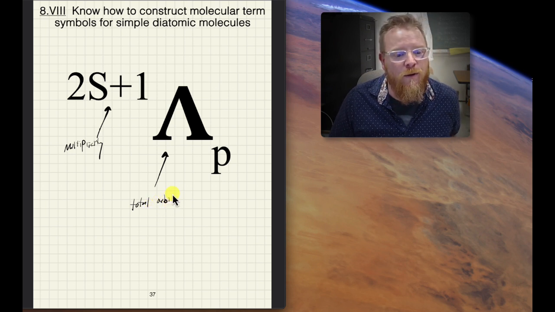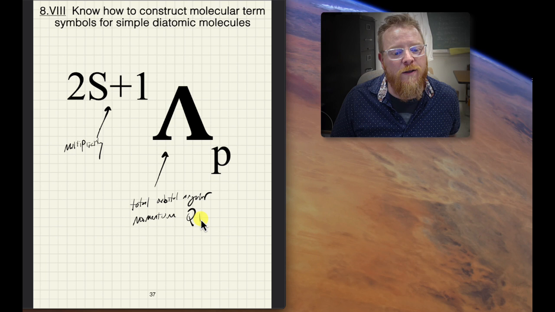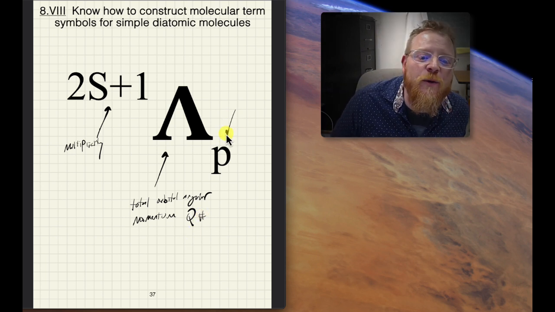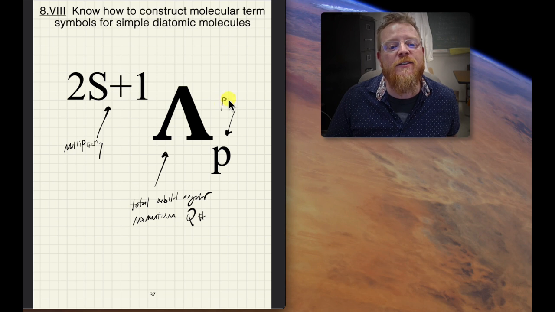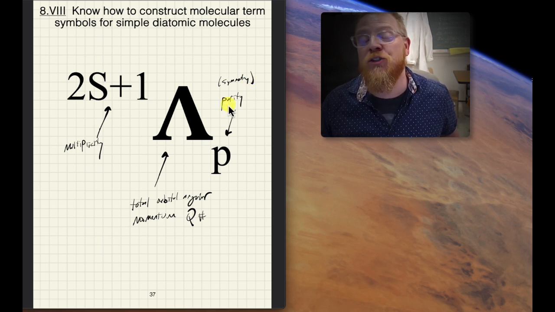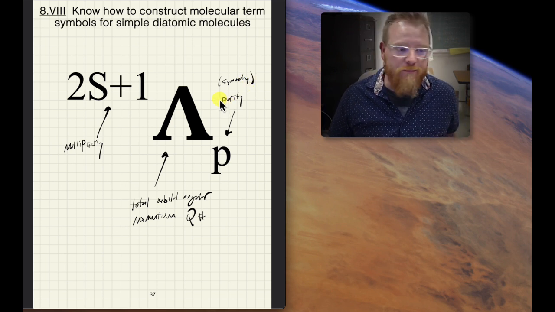Total orbital angular momentum quantum number. And P, this is different than what we did with atoms. This is known as parity, and it is our symmetry term related to if it is gerade or ungerade.